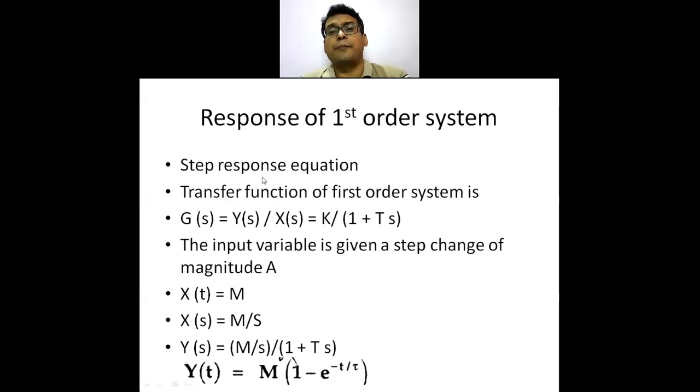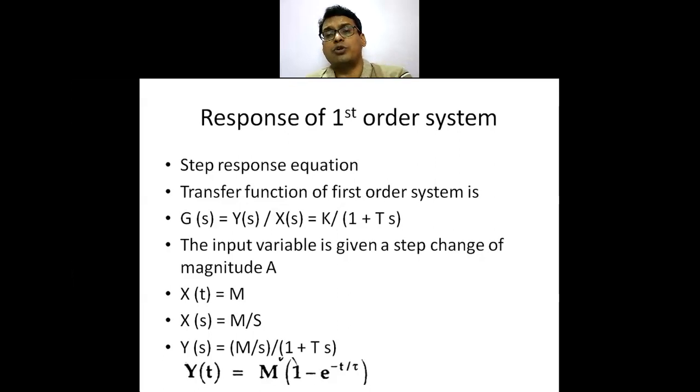So the step response equation. Now we will see one by one the responses of the first order system with these four forcing functions. First is the step response for the first order system. We have talked about the step response, impulse response, ramp response, and sinusoidal response, sinusoidal forcing function. For these four forcing functions, now we will study the response. What will be its output?